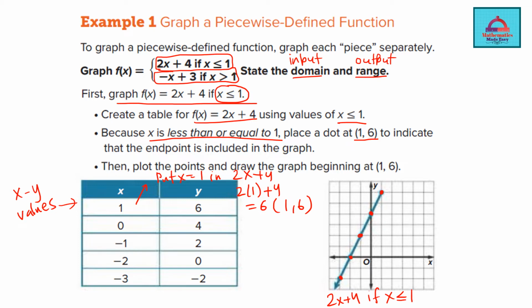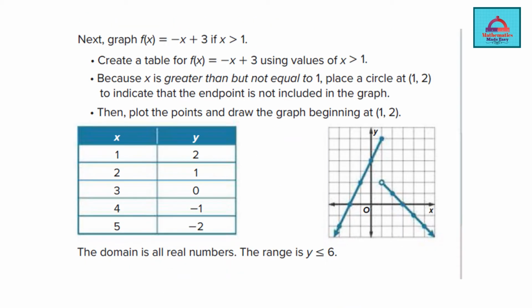Let's draw the graph of the second piece. For the second piece, the function is defined as minus x plus 3. So here x equal to 1 is not included. So we are going to place a circle at 1 comma 2, which indicates that the endpoint is not included in the graph. So we draw an open circle like this. So here, at 1 comma 2, you have an open circle.